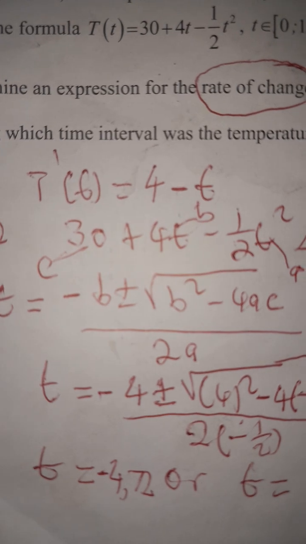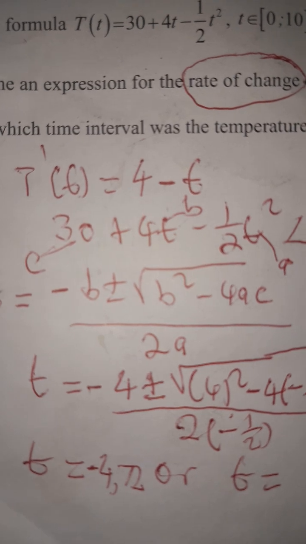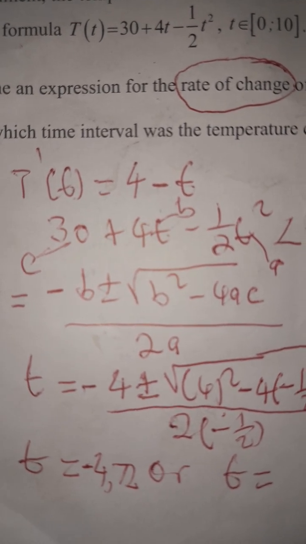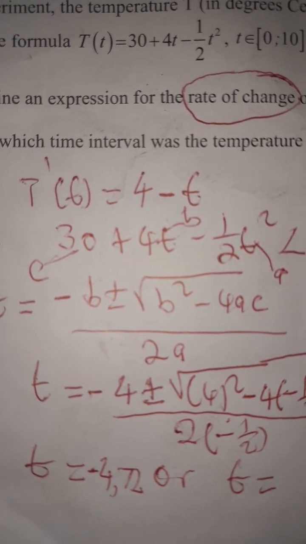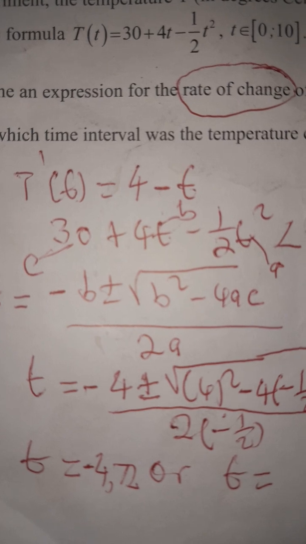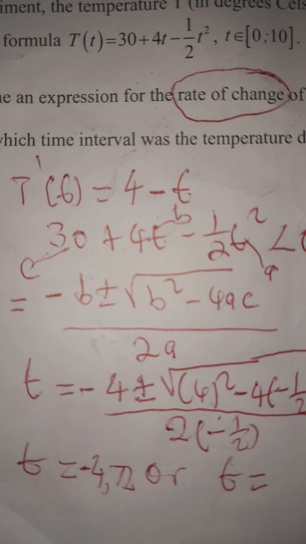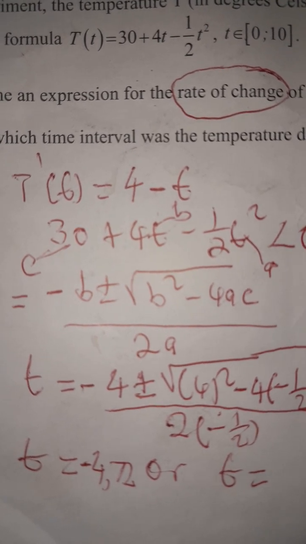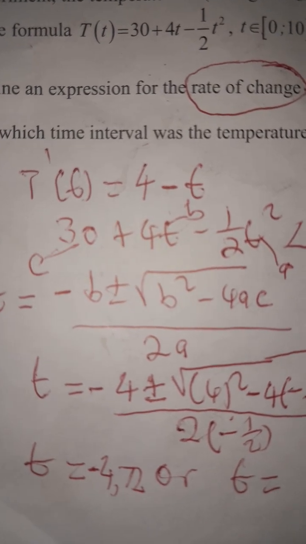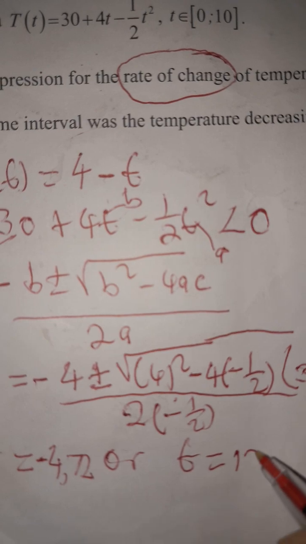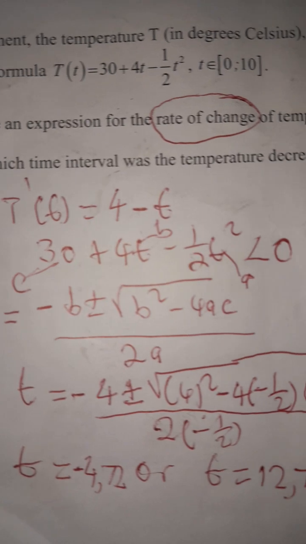Now punch it when it's minus, then it's going to be negative 4 minus the square root of 4 squared minus 4 times our a, negative half, then our c, that's going to be positive 30. That's going to be divided by 2a, which is 2 times negative half. Right, so we are going to get 12.72.